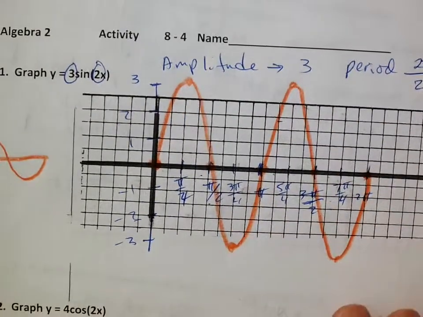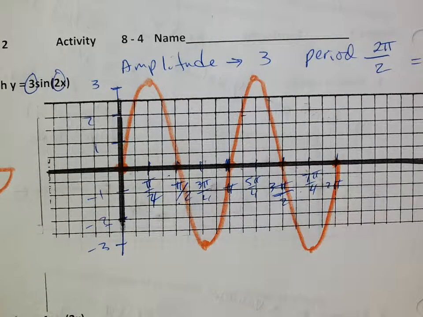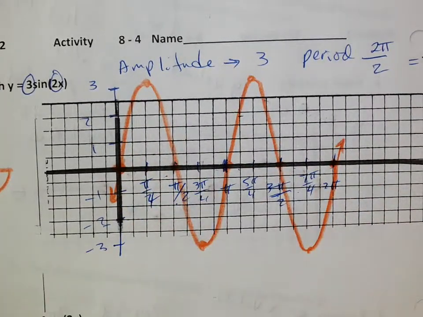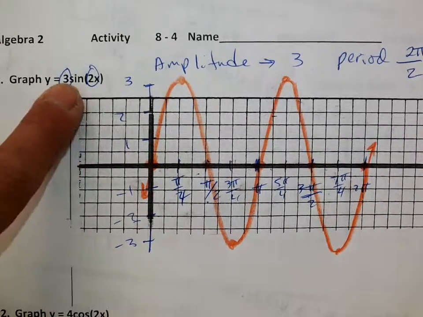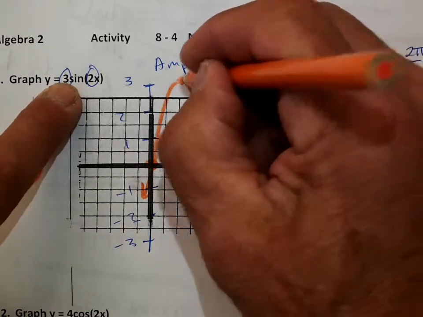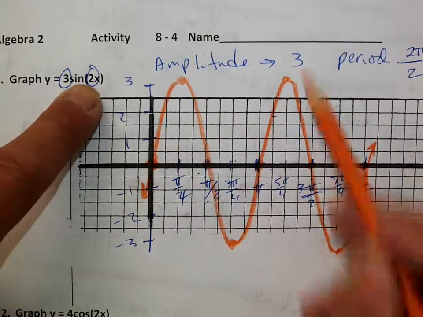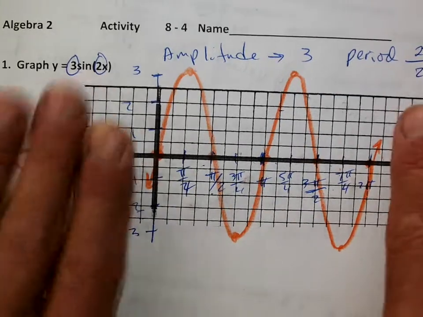There it is. And Caleb's right. It does keep going and keep going and keep going. I just drew two of them, but technically, it really does keep going, right? So, I'll back up. I have an amplitude of 3. It goes up to a height of 3 and down to -3, right? And I have two curves between 0 and 2 pi.